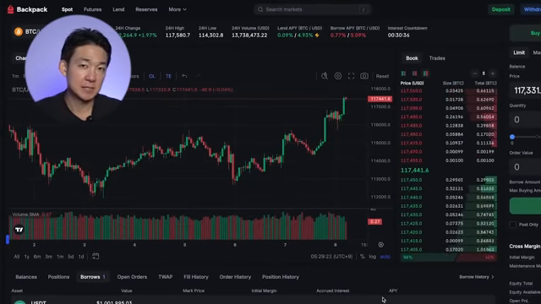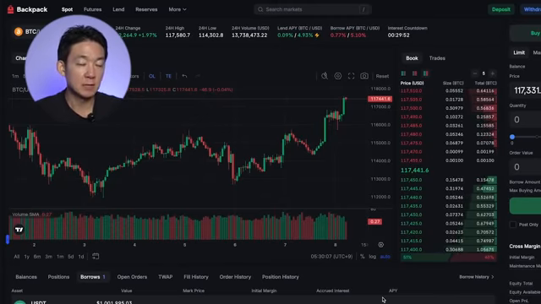Okay, now we have learned all the basic trading functions on Backpack. And I guess this section is the most important part of this video. What I'm going to show you now is delta neutral. Delta neutral is a very common trading strategy among professional traders. However, the concept is very, very easy.